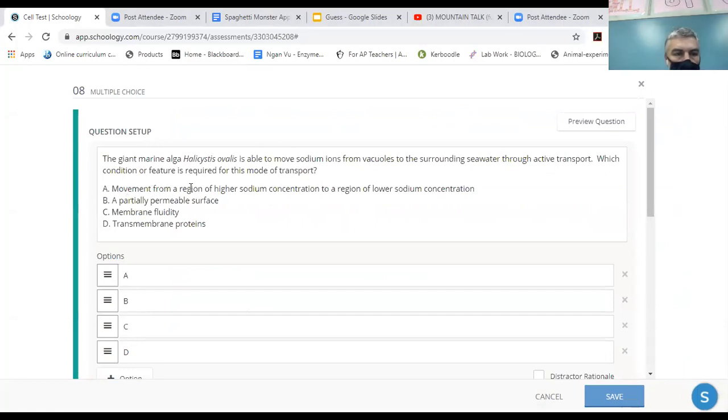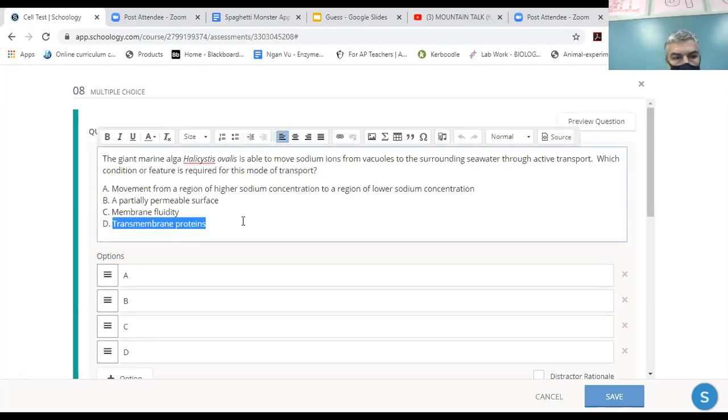So let's see. Movement from a region of higher sodium concentration to a region of lower concentration. That sounds about right, right? A partially permeable surface. Okay, well, I can deal with that. Permeable is usually going to indicate non-active transport. Membrane fluidity is going to be for both active and passive transport. Transmembrane proteins, though. So which condition? Transmembrane proteins are going to allow things to move from one side to the next.